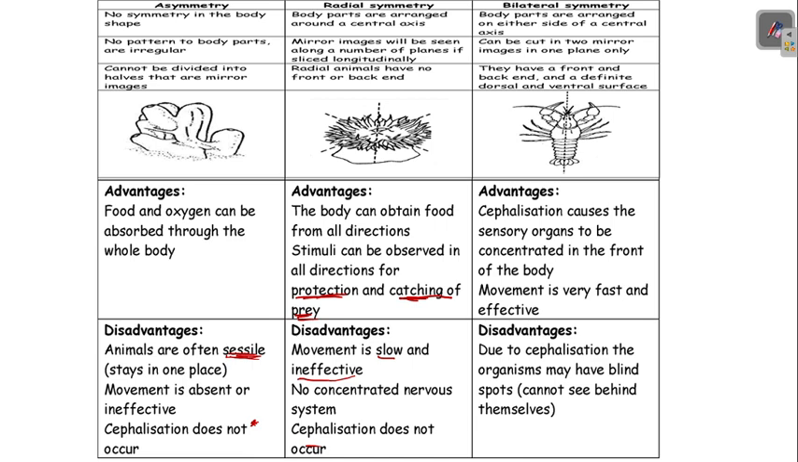Disadvantage: due to cephalization, the organisms may have blind spots. They cannot see behind them. Take a fish, for example, or a snake, which cannot see behind itself. They don't have good vision as well. But take us, for example, we can't see behind us, that is a blind spot. So that is the disadvantage of having cephalization. But it also serves as an advantage because we can effectively move and locate prey with it. So that is basically your cephalization and body symmetry.